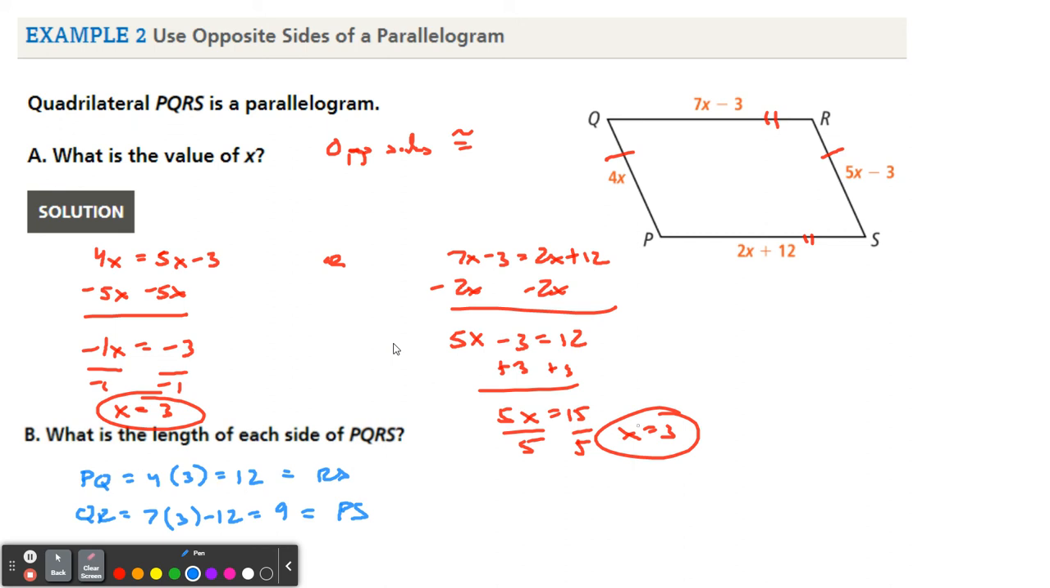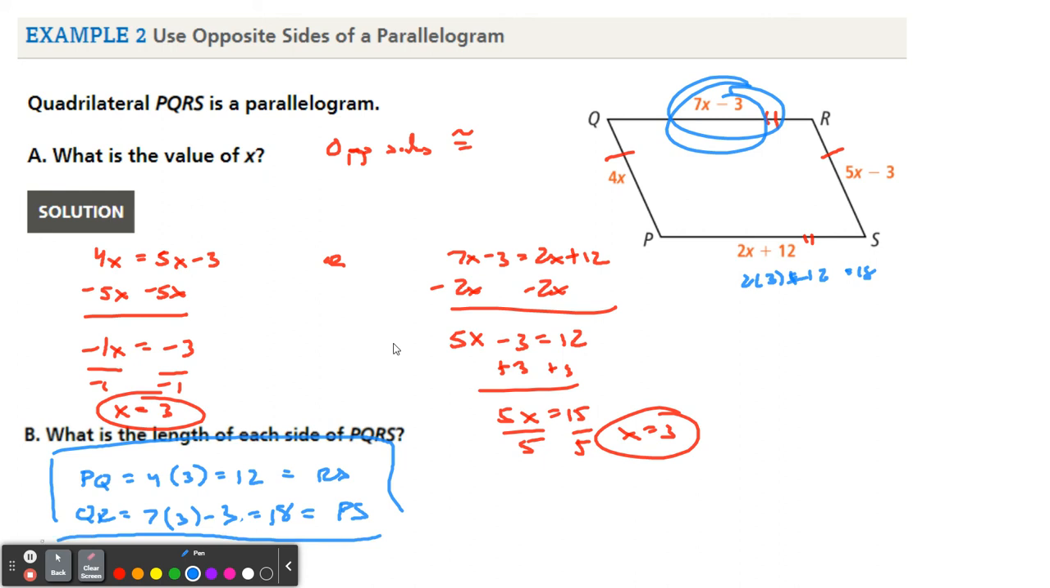Oh, I'm so sorry. I apologize. I mixed up. It's 7x minus 3, so this should say 7 times 3 minus 3. I just wrote down 9 instead of 3. So this is 21 minus 3, which is 18, which is also PS. And again, if you do 2 times 3, that's 6, plus 12, that's going to be 18. Opposite sides are congruent.